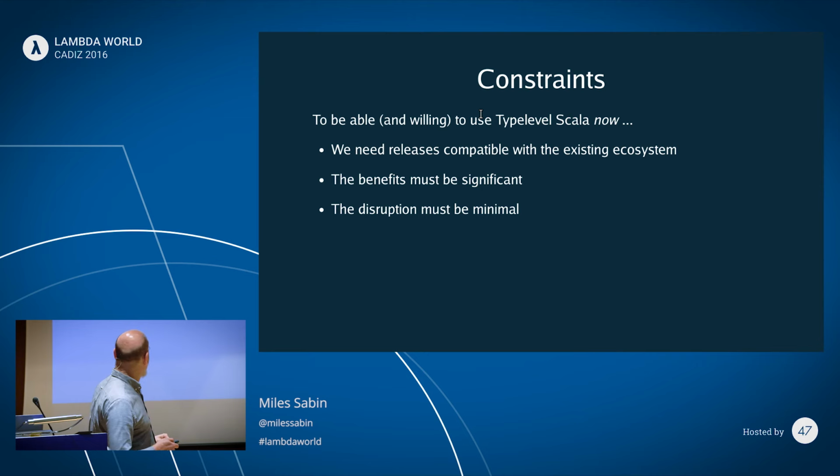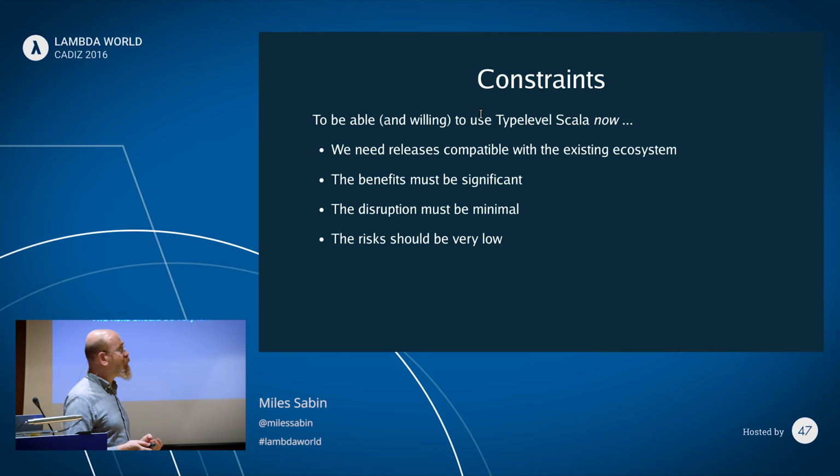And the risks should be very, very low. I mean, there should be no danger that you switch to the Typelevel Scala compiler and you deploy your infrastructure and the missiles fire because of some subtle change in type inference that you weren't expecting. I mean we should definitely not expect that to happen. Okay, so those are the constraints.